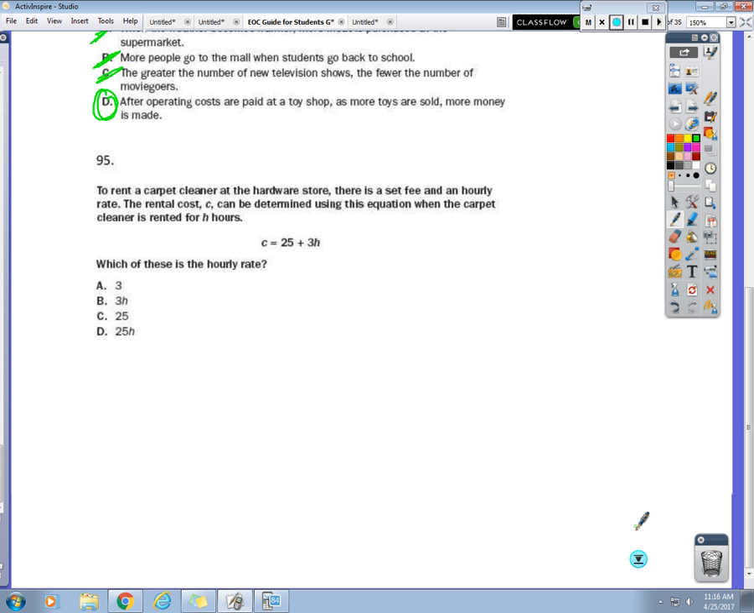Alright, last question. To rent a carpet cleaner at the hardware store, there is a set fee and an hourly rate. The rental cost C can be determined using this equation when the carpet cleaner is rented for H hours. Which of these is the hourly rate? How much are you going to pay per hour? Look, the cost will equal a set fee, which doesn't change, so the set fee would be 25, you're only going to pay it once, plus $3 an hour. So the hourly rate is $3.